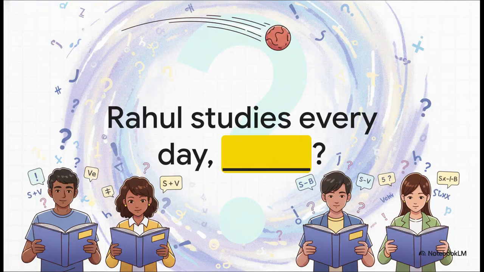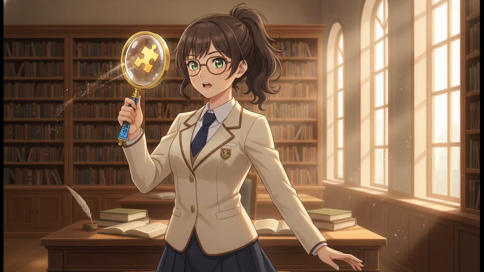Let's throw a curveball. Prompt 3. Rahul studies every day, blank. Options are doesn't he or does he? Look closely, because there is no visible helping verb here to just copy and paste. Now, what's really interesting here is how you apply that fallback rule. Because studies is present tense for a single person, we have to pull in does. The statement is positive, so we make it negative, and we swap Rahul for a pronoun. That gives us doesn't he?